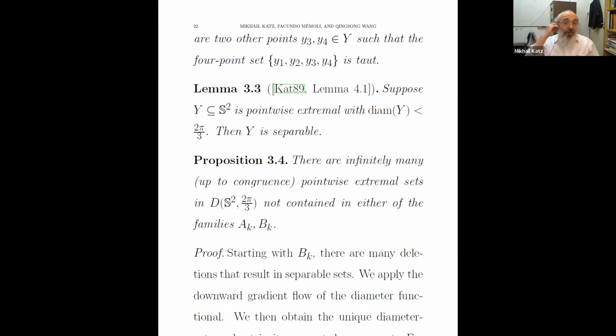And in particular, you get a proposition that there are infinitely many pointwise extremal sets up to this magic value of 2 pi over 3, which are contained in neither of the 2 families that we started with, the pyramids and the stacks. There are infinitely many examples there.